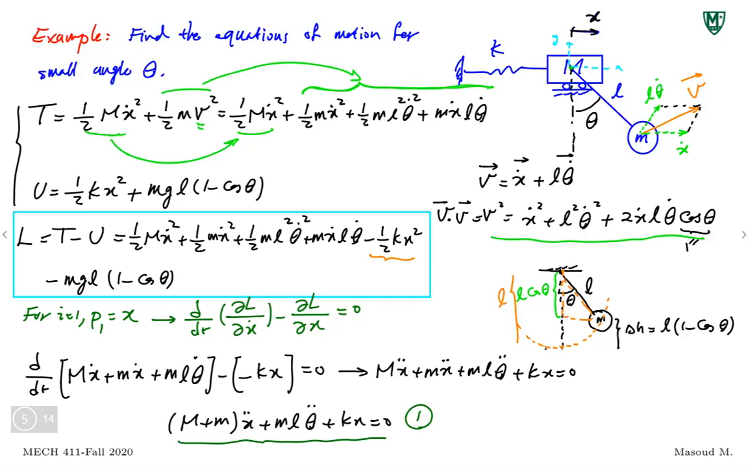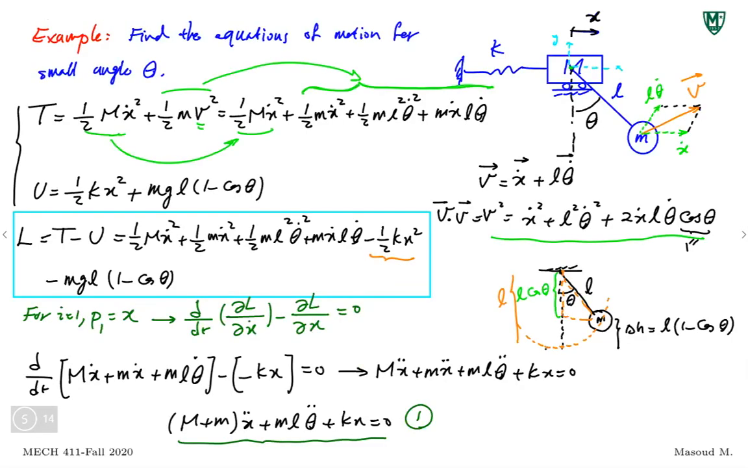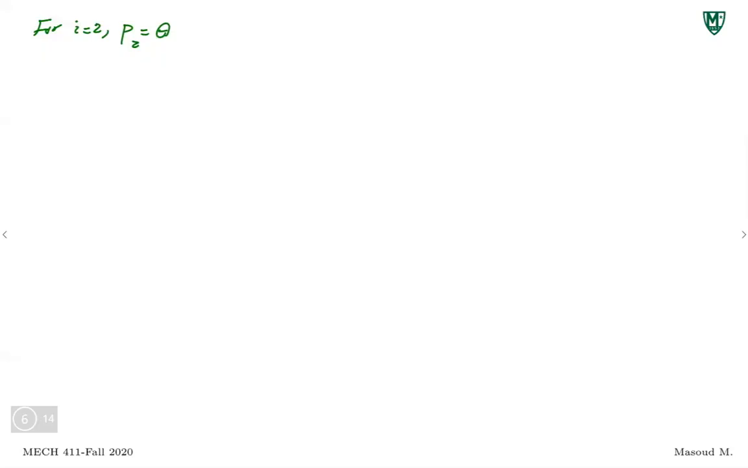Now let's do that for the second term. For the second degree of freedom, for i equal to 2, q2 is theta. Right? The second degree of freedom would be theta. Two degrees of freedom. So the general form would be d/dt of partial L partial theta dot minus partial L partial theta is equal to 0. No damping, so no Rayleigh's term.